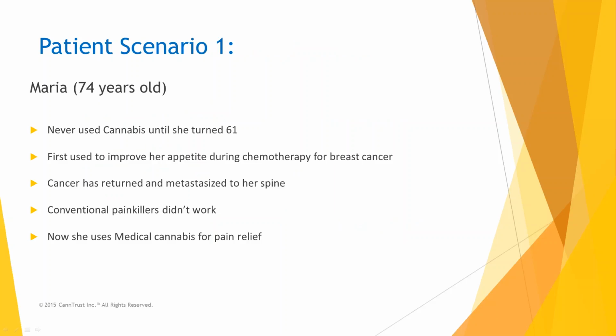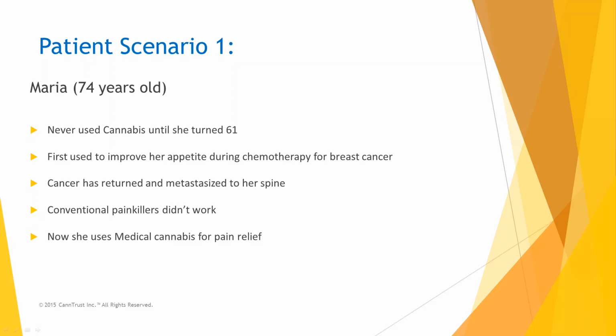I have two patient scenarios for you to give you a little bit of perspective of who the actual users are. Maria is a 74-year-old female. She never used cannabis until she turned 61. She first used it to improve her appetite during chemotherapy for breast cancer. Cancer has now returned and metastasized to her spine, and conventional painkillers have not worked. So now she's using medical cannabis for her pain relief.